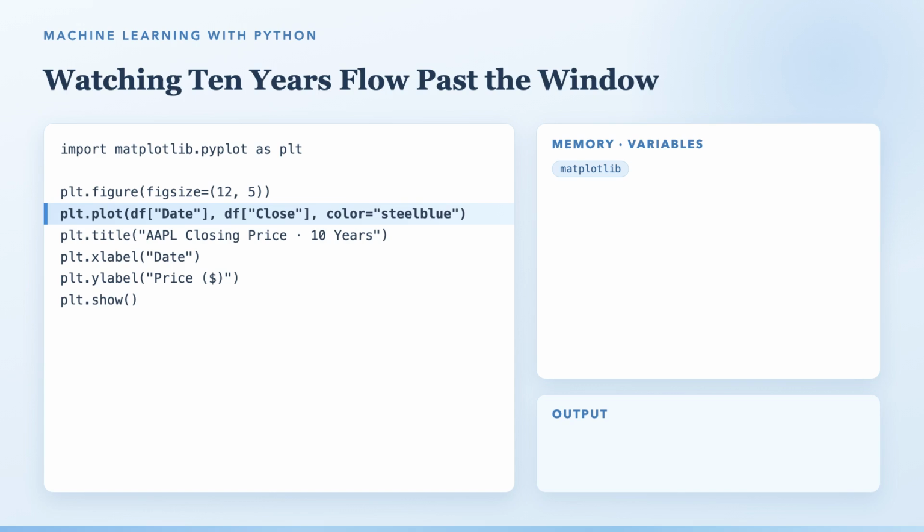Let's read these lines gently, one at a time. We begin by importing matplotlib.pyplot as plt, our painting kit, then plt.figure with figsize 12 by 5, laying out a wide sheet of paper, 12 units across and 5 tall. Next, plt.plot draws the picture, taking df date for the horizontal axis, df close for the vertical, in a soft steel blue color. Then 3 small labels. plt.title names the chart AAPL closing price, 10 years. plt.xlabel writes date along the bottom, and plt.ylabel writes price in dollars up the side. Finally, plt.show, and the finished chart appears. 10 years of closing prices, in one quiet blue line.